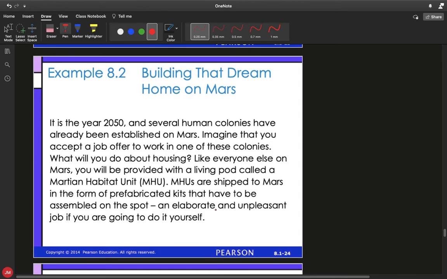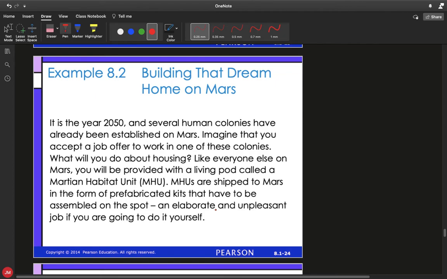So let's get into a more complicated example. And in fact, we're not even going to be able to finish this one today. We will by the end of this chapter. So we're going to be referring back to this quite a bit over the next few videos. So imagine it's the year 2050 and several human colonies are being established on Mars. Imagine that you have accepted a job offer to work in one of those colonies. Well, where are you going to live?